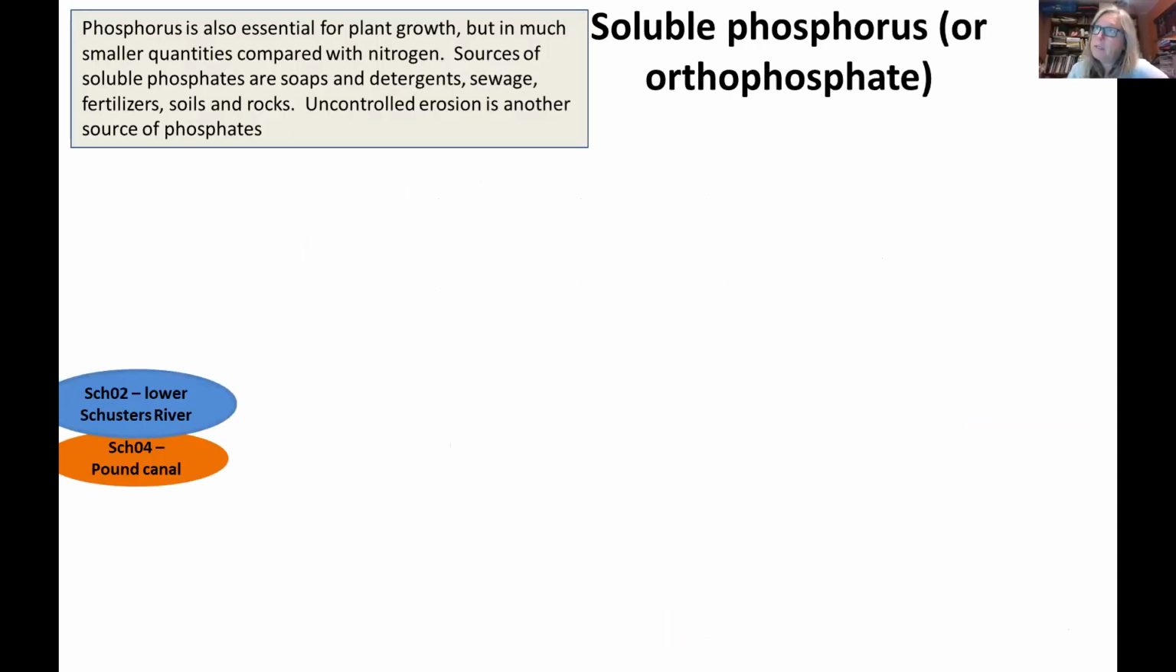Moving on to phosphorus, there's a slightly different story, which we'll come to, but just to give you a bit of information on phosphorus, it is also essential for plant growth, but should occur in much smaller quantities than nitrogen. Sources of soluble phosphates come in soaps and detergents, sewage, obviously, fertilizers, but also, as for nitrogen, it occurs naturally in soils and rocks as well.